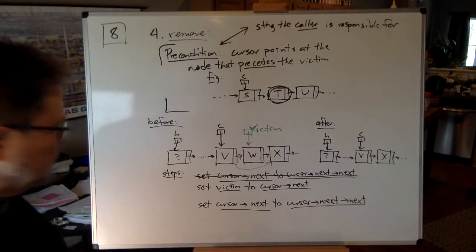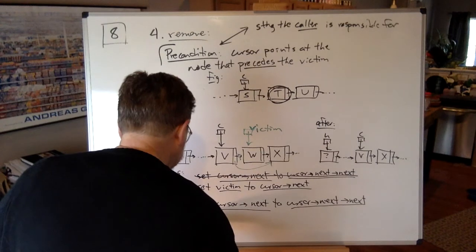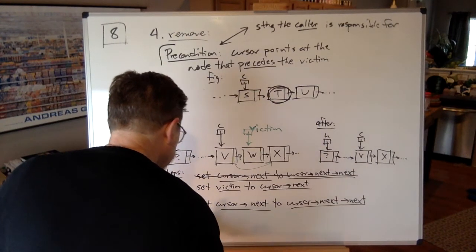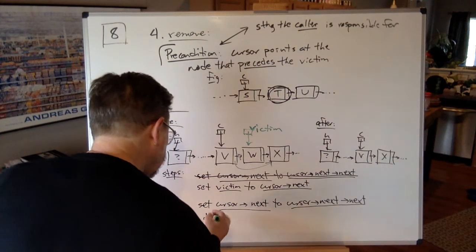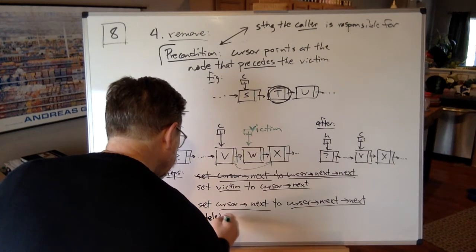Now, why did we need to hang on to the victim? So that we can delete the victim. I'm not putting dashes in front of all of them, so I won't put it in front of any of them. Delete victim.